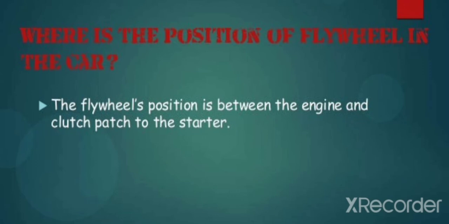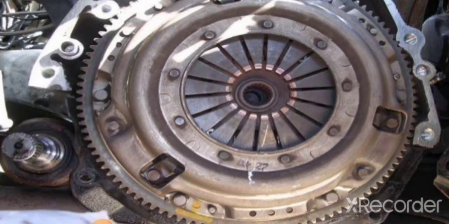Now where is the location of flywheel in a car? Flywheel is located between the engine and clutch plate or clutch pad to starter. Now these flywheels are also classified into two main types, and this is based on angular velocity. First is high velocity flywheel, second one is low velocity flywheel.